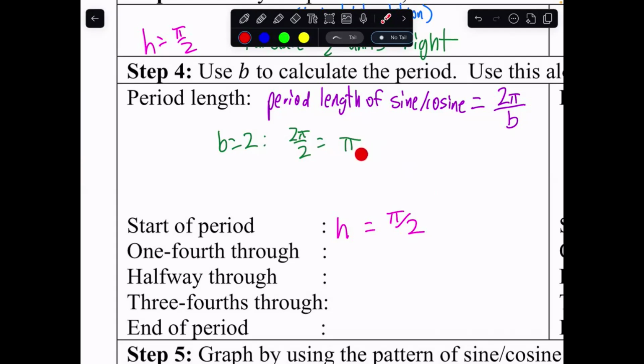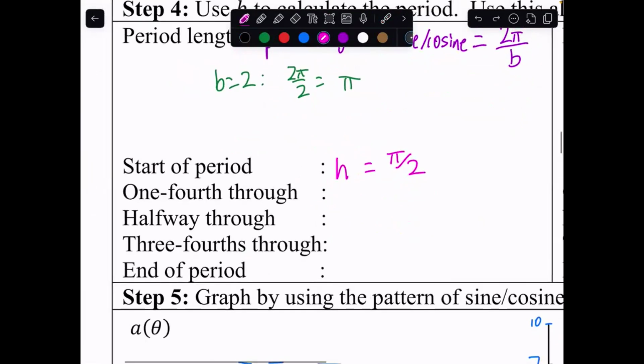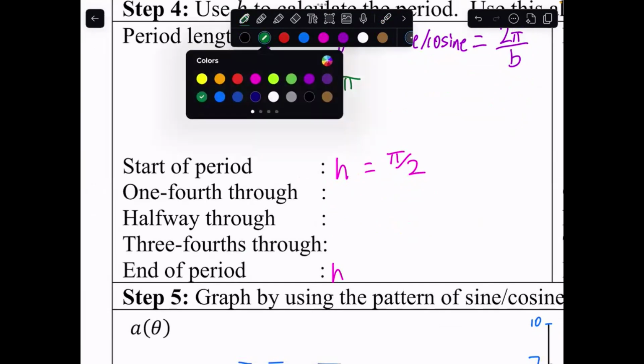It'd be like saying, oh, you stand at the 3-yard line on a football field and you walk for 10 yards. You don't end at 10, you end at 3 plus 10 is 13, right? Because you got to consider the starting point. Okay, so jumping down to the end of the period, the way you calculate the ending angle of the period is you take the starting angle h and you add to it the period length.